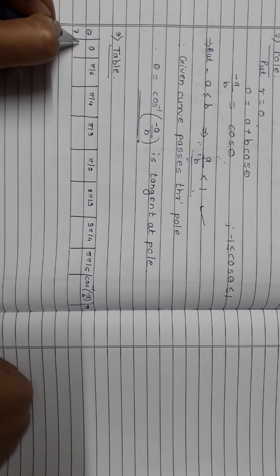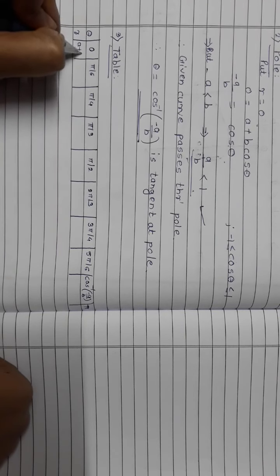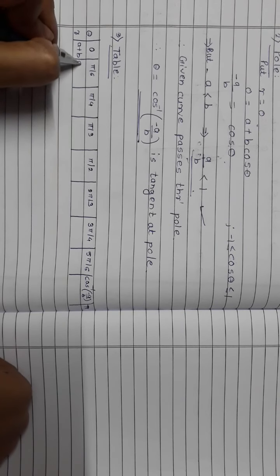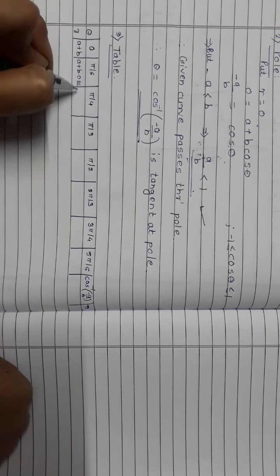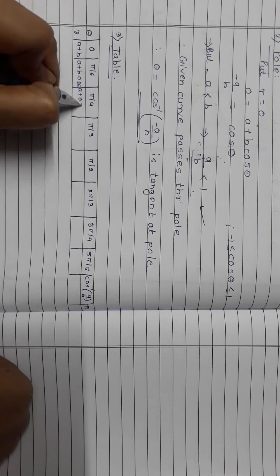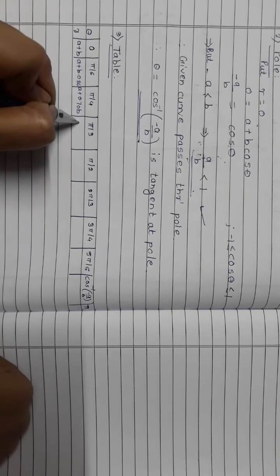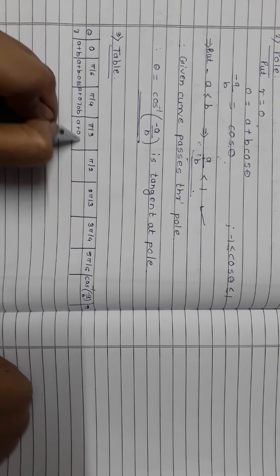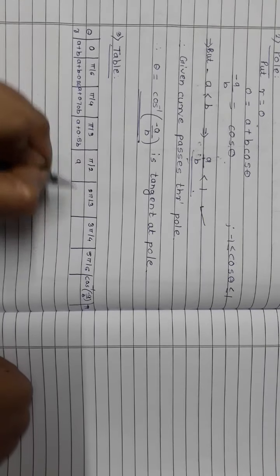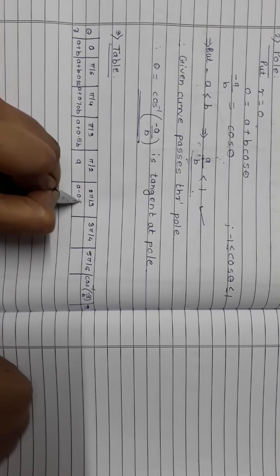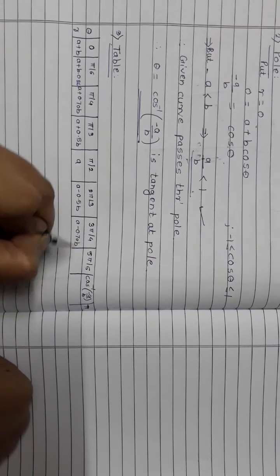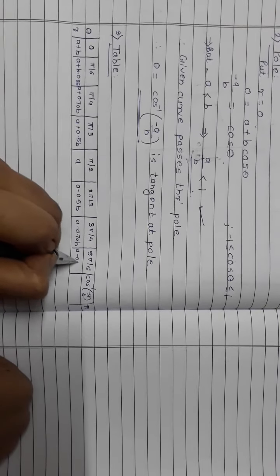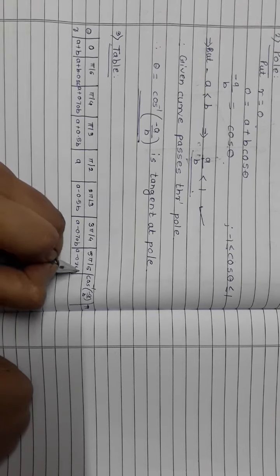So what was the value at 0? a plus b, then a plus b into 0.86, then a plus 0.70 into b, then a plus 0.5 into b, then a minus 0.5 into b, then a minus 0.70 into b, then a minus 0.86 into b.